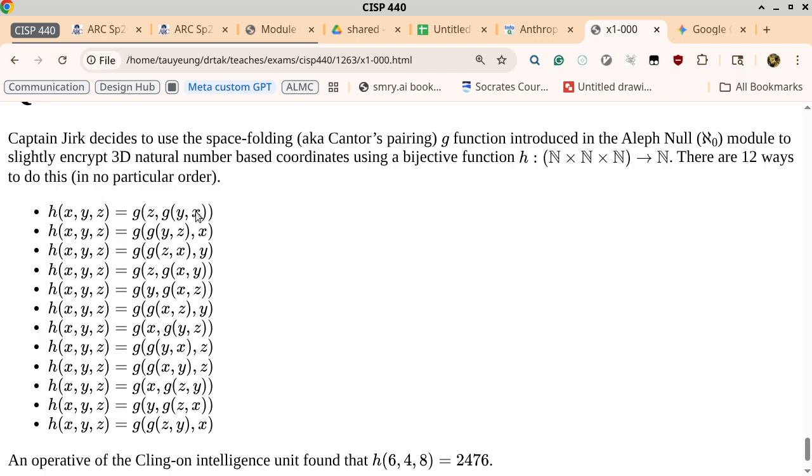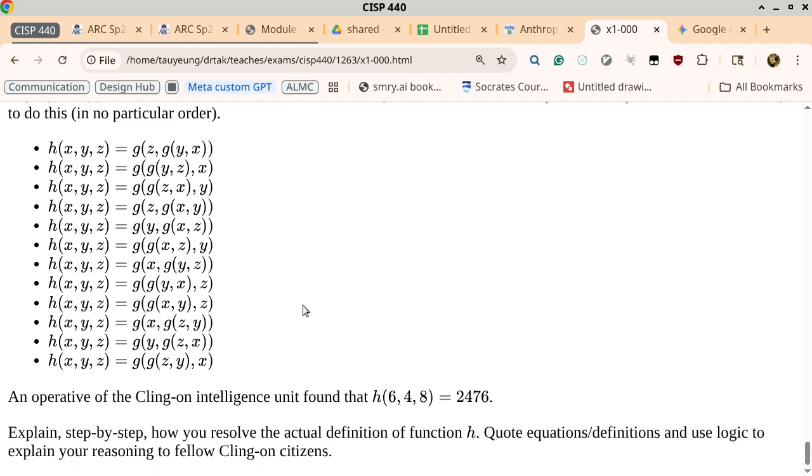An operative of the Klingon intelligence unit found that in a particular instance, h of (6, 4, 8) is 2476. This number also varies because I make multiple variations of this test. The question asks: explain step by step how you resolve the actual definition of function h. Quote equations and definitions, and use logic to explain your reasoning to fellow Klingon citizens. You do not have to write your answer in Klingon.